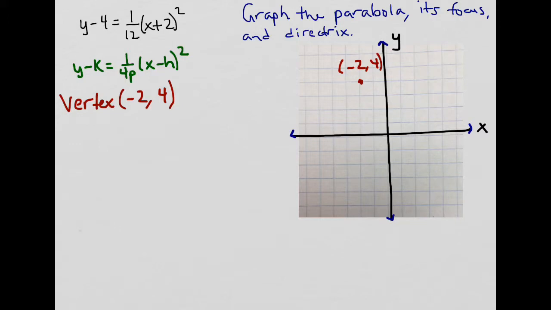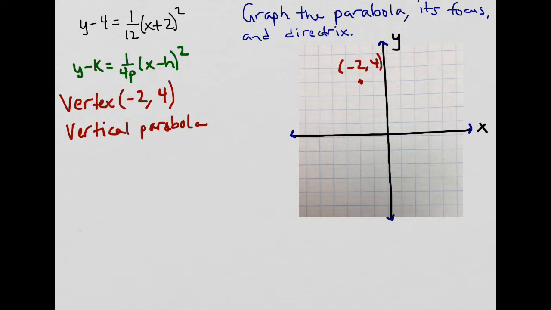The next thing I need to know before I can plot my focus and the directrix is which way this parabola is going to be open. So I'm going to look at the squared term, and my squared term in this case is my x, because x plus 2 is being squared, which means this is going to be a vertical parabola. So vertical parabola. And I need to know whether it's going to be opening up or down.